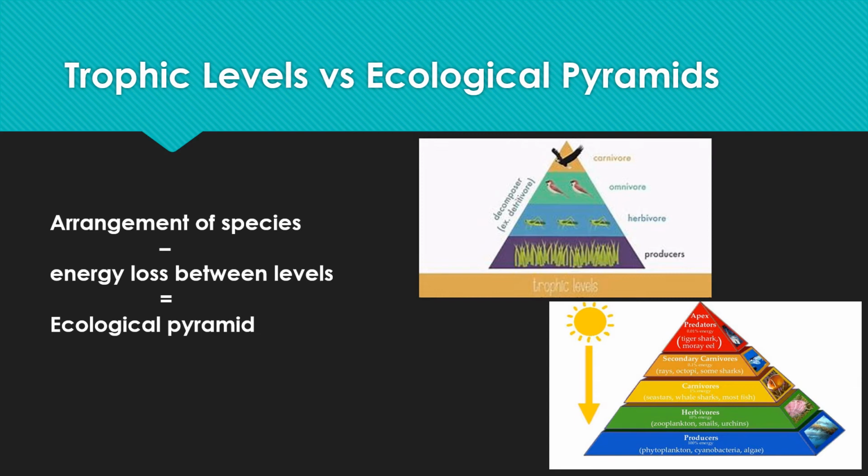So when we're talking about trophic levels or ecological pyramids, we're kind of just talking about a food web, if you will. It's who eats what going up the pyramid. That's the best way to explain it.